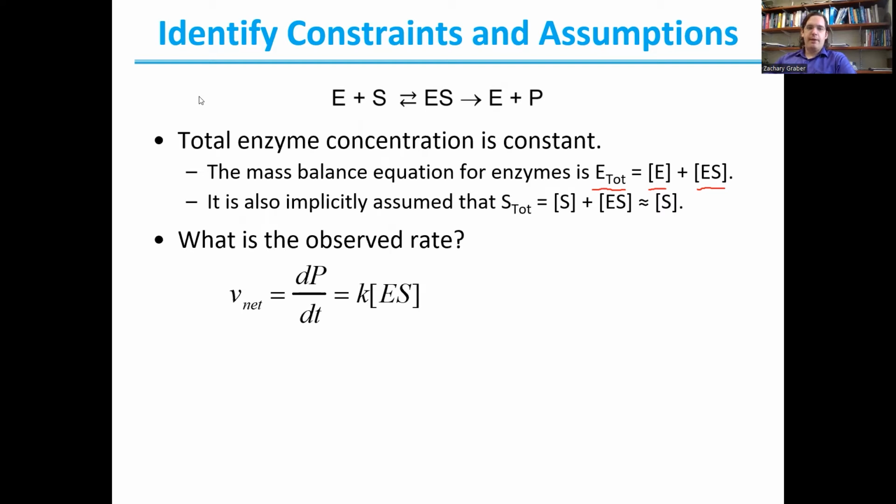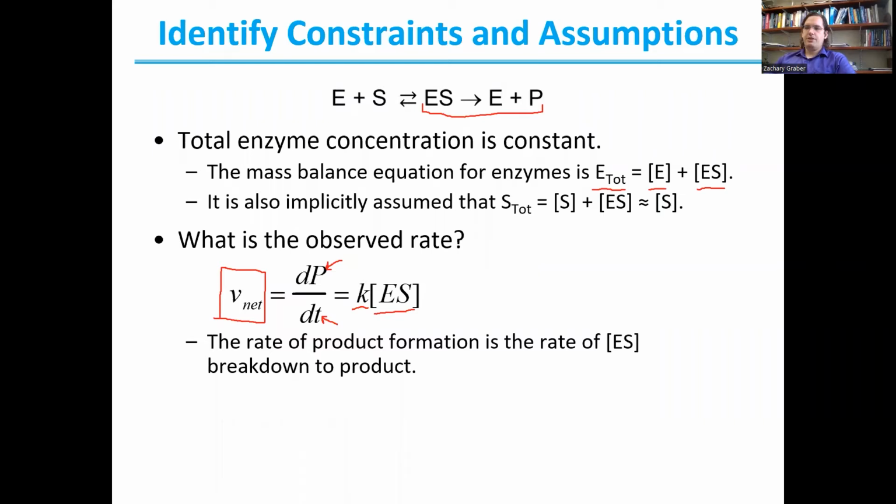So the observed rate of our reaction would be based on the change in product over a change in time. So we call this our reaction rate, with our little V representing that rate. And this is proportional to our rate constant times the concentration of our enzyme substrate complex, right? Our rate of product formation is based on just this second key step here. So the rate of product formation is also the rate of breakdown of our enzyme substrate complex to form that product.